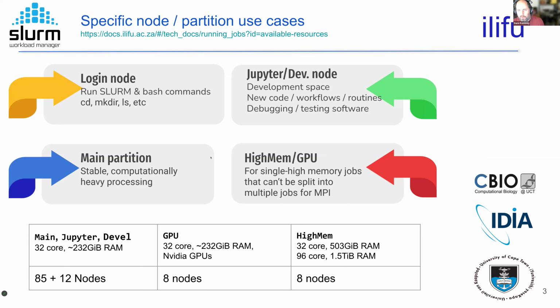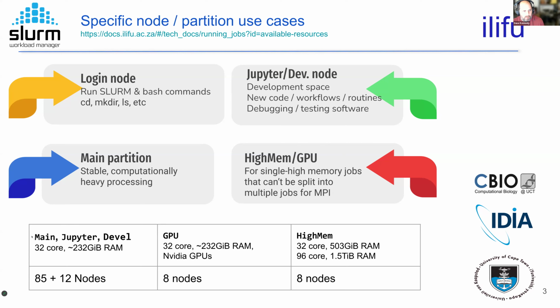And finally, we've got the high mem or GPU partition. We don't really cover this in detail in this presentation, but the high mem partition is designed for single high memory jobs that can't be split up. And the GPU is obviously for GPU-based jobs. A little bit more information about the nodes in this table.